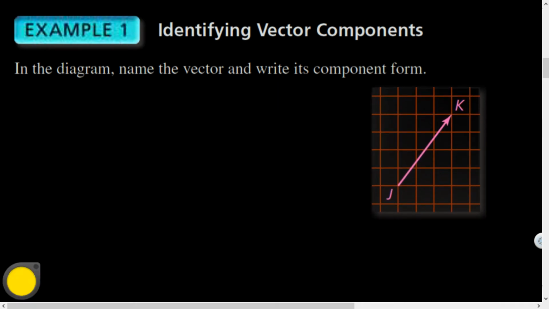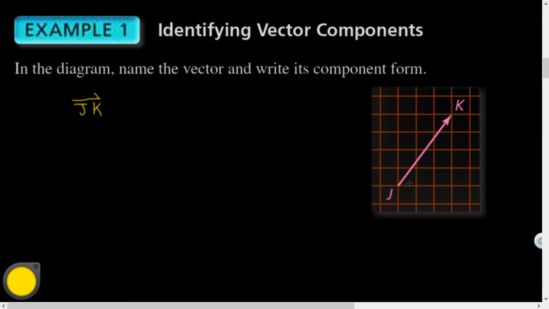They're asking us, example 1: in the diagram, name the vector and write its component form. So the vector is going to be, in this case, JK. And remember, it's just a half arrow. It's the little harpoon arrow.